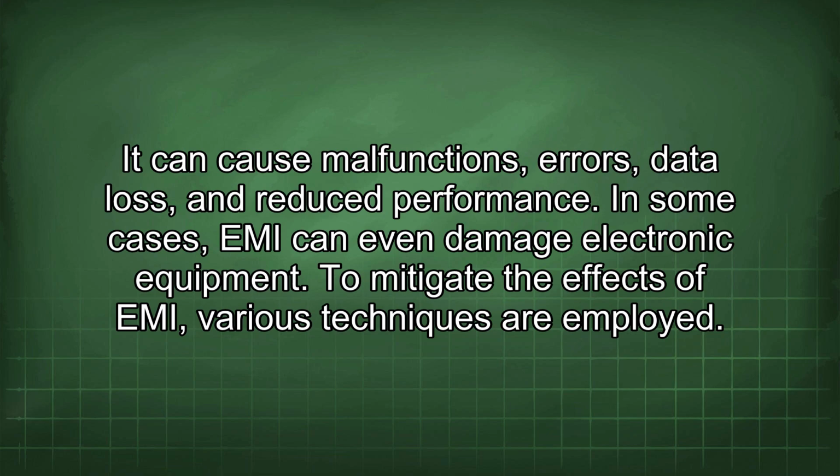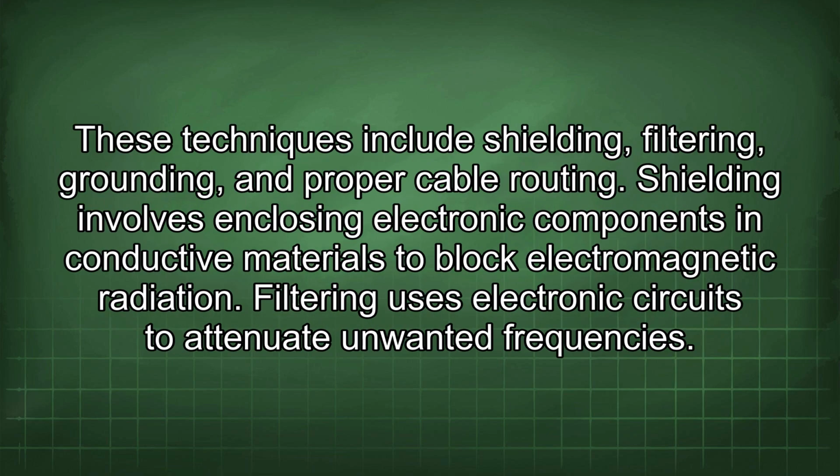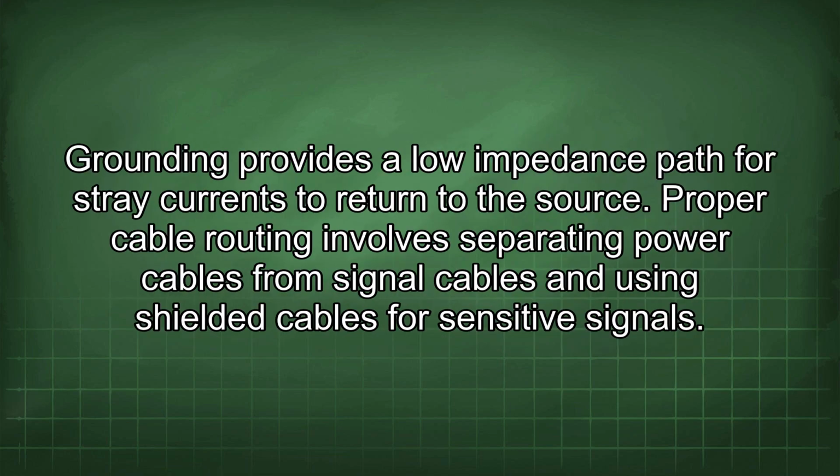To mitigate the effects of EMI, various techniques are employed. These techniques include shielding, filtering, grounding, and proper cable routing. Shielding involves enclosing electronic components and conductive materials to block electromagnetic radiation. Filtering uses electronic circuits to attenuate unwanted frequencies. Grounding provides a low-impedance path for stray currents to return to the source. Proper cable routing involves separating power cables from signal cables and using shielded cables for sensitive signals.